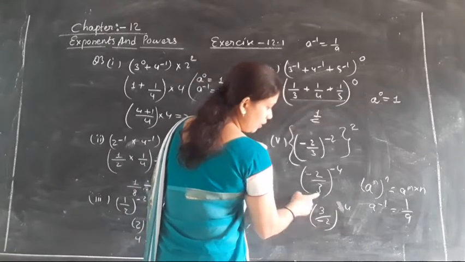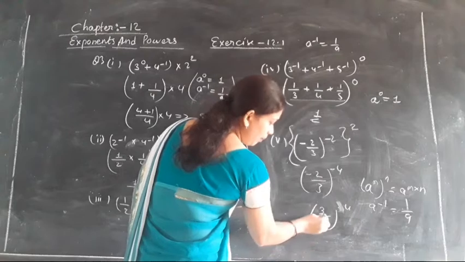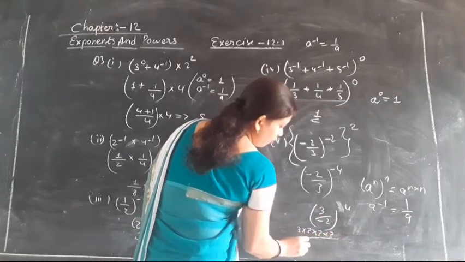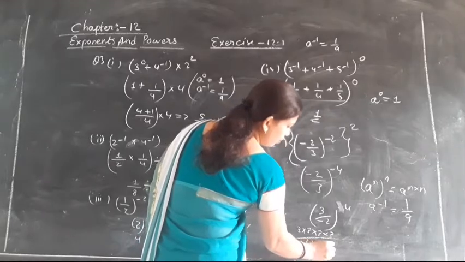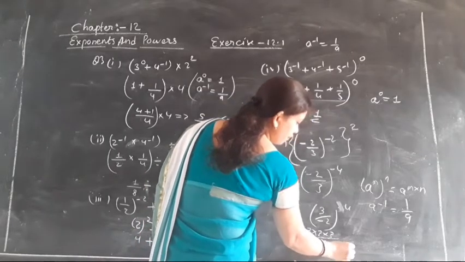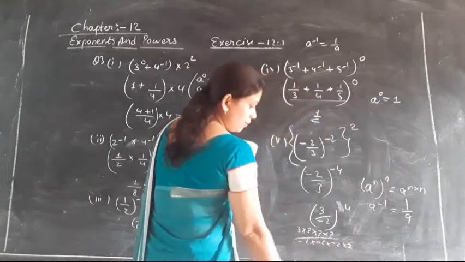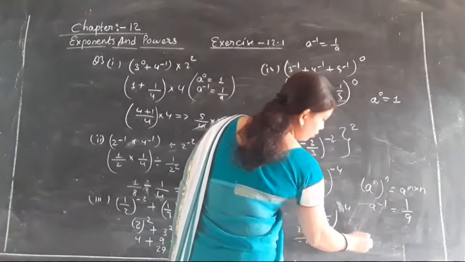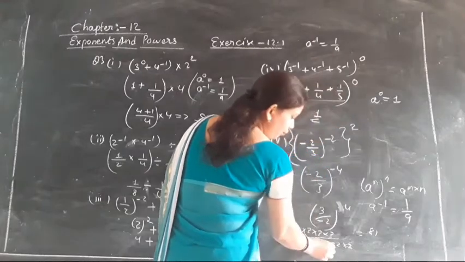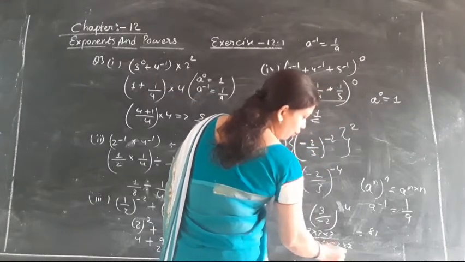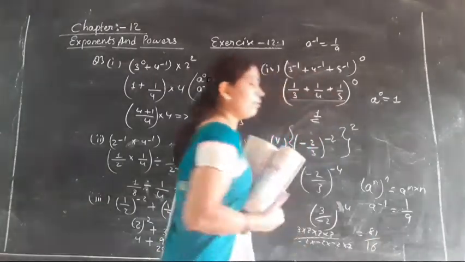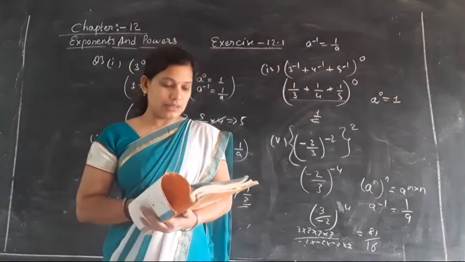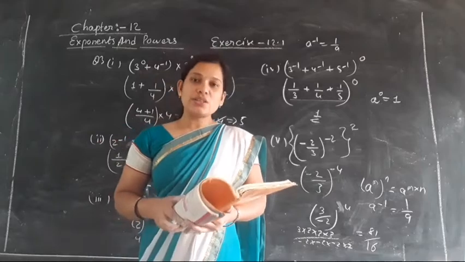Okay? Here we converted it, so it is positive. Now 3 into 3 into 3 into 3 upon minus 2 into minus 2 into minus 2 into minus 2. Minus minus becomes plus, and here also it becomes plus. 3 into 3 is 9, 3 into 3 is 9, 9 into 9 is 81, 2 into 2 is 4, 4 into 4 is 16. 81 upon 16 will be the required answer. Clear? Up to here understood everyone?